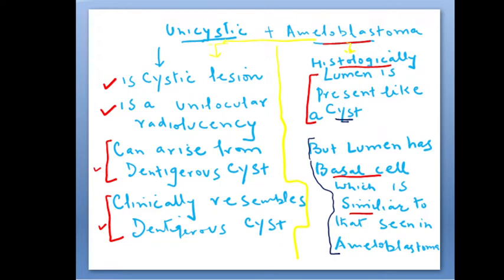But histopathologically, it is not similar to that of a dentigerous cyst. It resembles ameloblastoma. Why? Because the basal cell layers are tall columnar and reversely polarized.